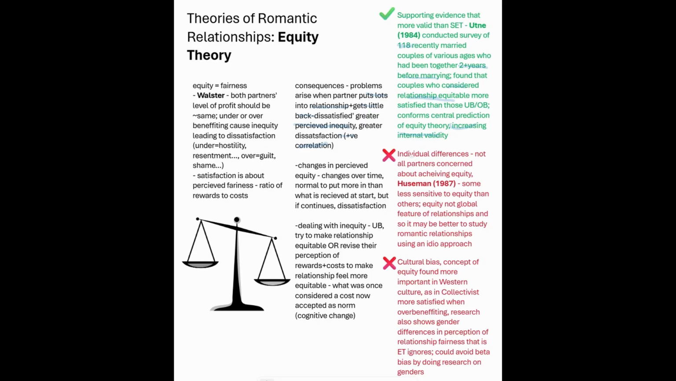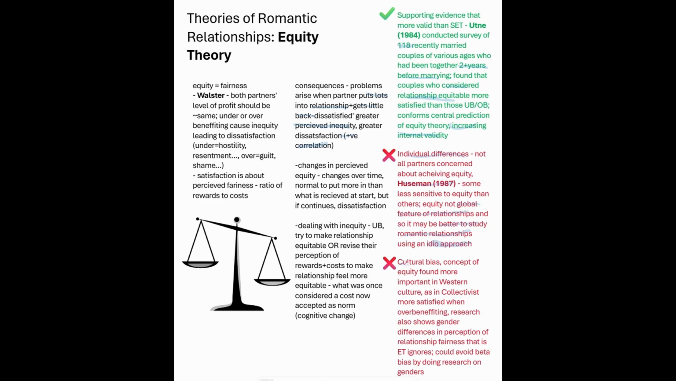However, it doesn't account for individual differences, as not all partners are concerned about achieving equity. Huseman in 1987 found that some people are less sensitive to equity than others, and equity is therefore not a global feature of relationships. So it may be better to study romantic relationships using an idiographic approach, as idiographic is when you take everything into account.